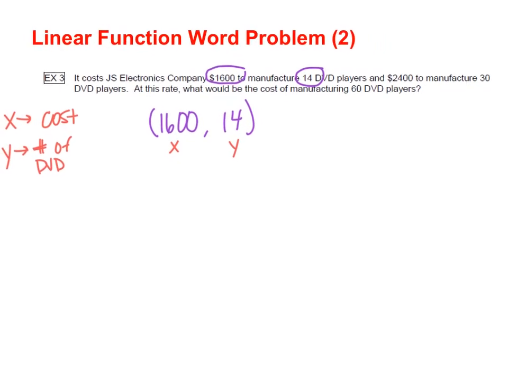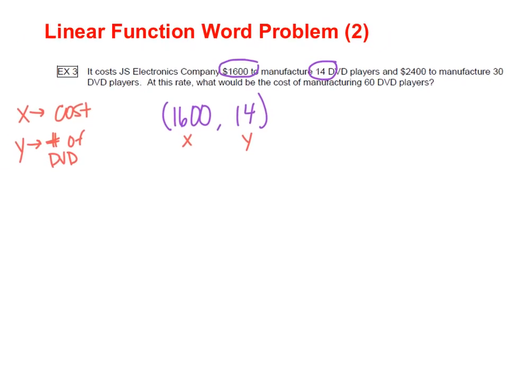Alright, so now that we kind of understand what the X and the Y represent, let's look at other information in the problem. $2,400 to manufacture 30 players. So $2,400 is your X, that's what it cost to manufacture 30. So there's another X, Y. So we need to write an equation to model the situation so that we can answer the question being asked.